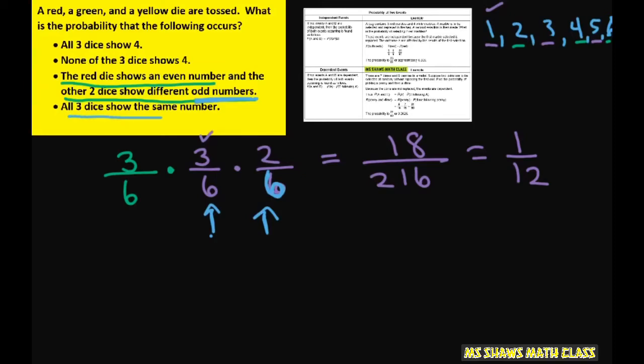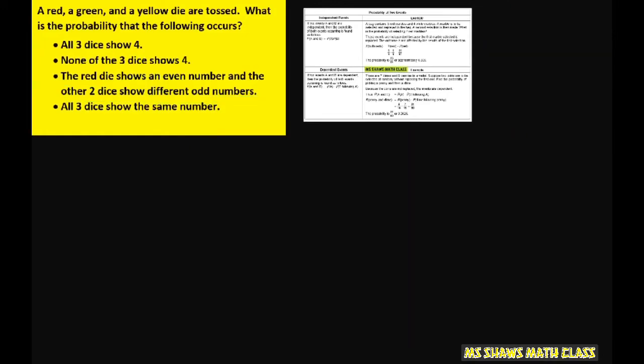All 3 dice show the same number. This one's a little confusing, but the first choice, let's just pick the die. You roll out the red one, and the first number that comes up is the number you want. So that's just 6 choices out of 6.